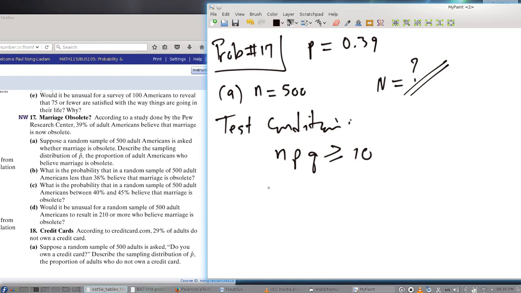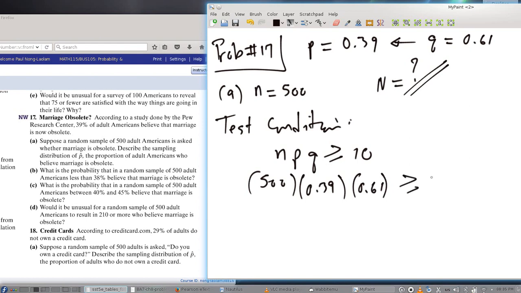In this case, if we are given p, we already know q, and the complement of p is 1 minus 0.39, which gives us 0.61. So we now have q and p. Here we have a sample size of 500, p is 0.39, q is 0.61, and we want to see if the product of these three numbers is at least 10.